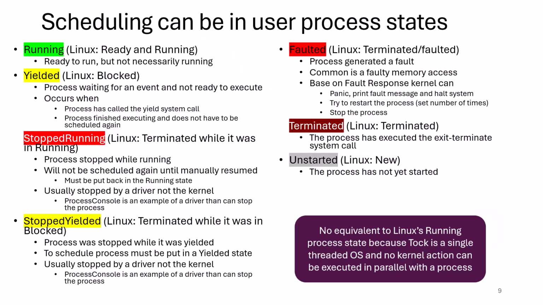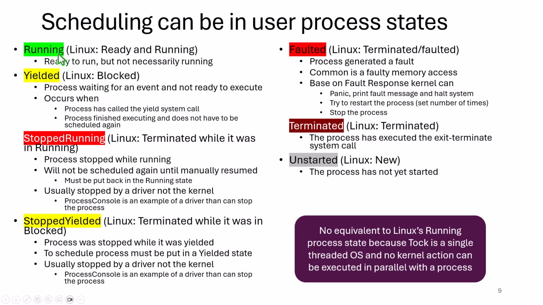The scheduling is tracked by a number of different user process states. So these apply to the process and not to things like the kernel. The different states, and we'll compare them to Linux, are the running state. And this just means that it's ready to run, but it's not necessarily running.